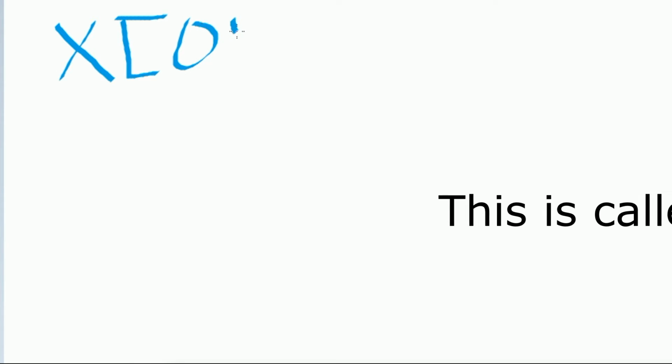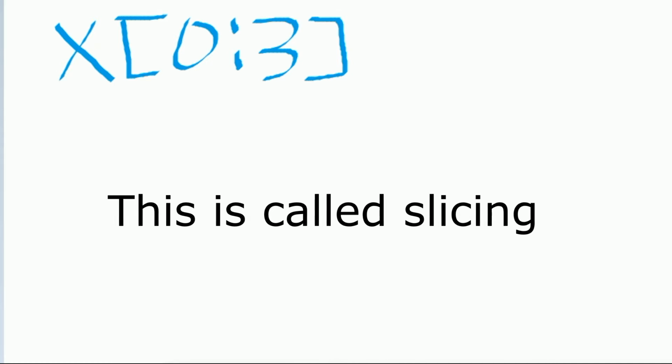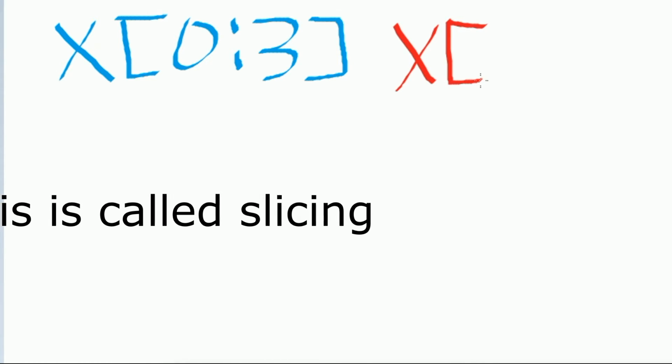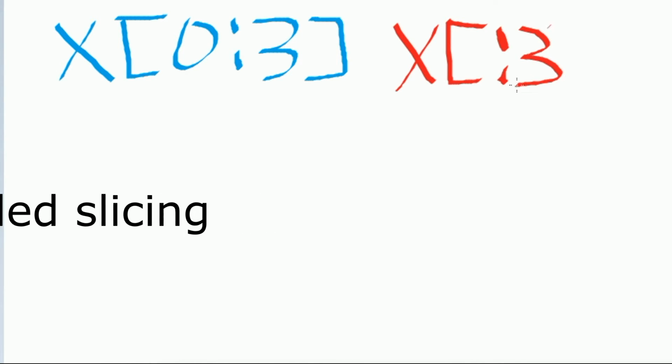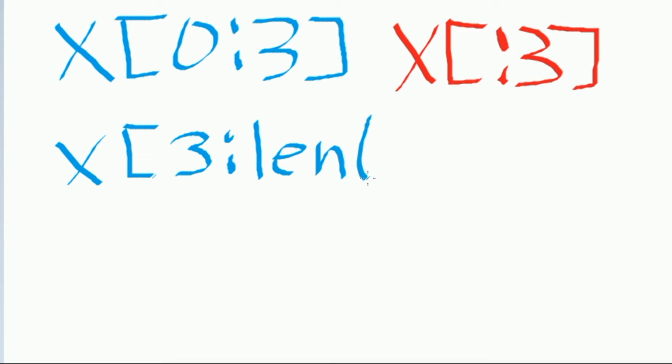1. Now, if we wanted to get all of the items between 0 and 3, we could put x[0:3], but you're not required to put the 0, it'll automatically start at 0, so you can just put x[:3] and it will do the same thing as if you put the 0.